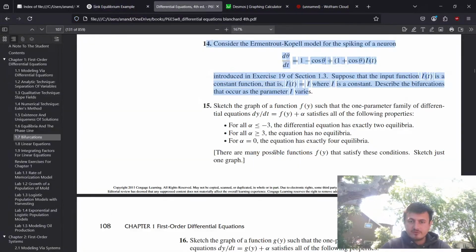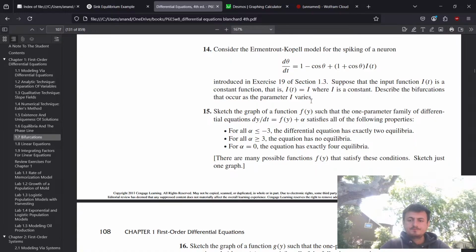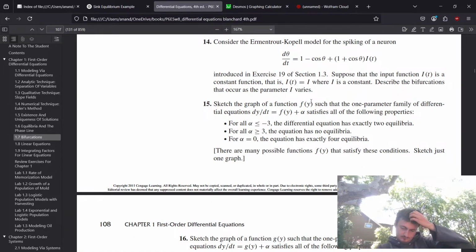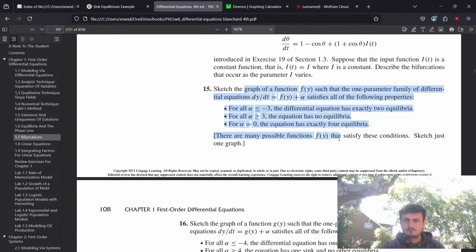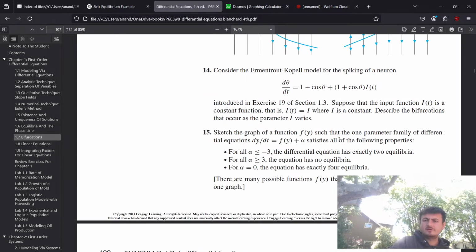Is that what they were asking for? They were saying, suppose it is a constant function, describe the bifurcations that occur. No, that was 14. 15.